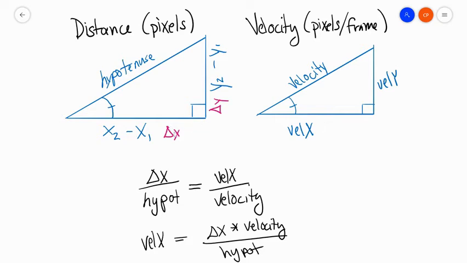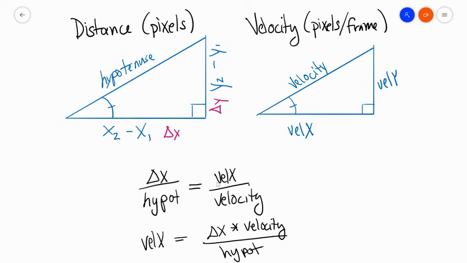Let's take a look at the ratio between delta X and the hypotenuse. I drew that in the form of a fraction, so delta X over hypotenuse. This is going to be equivalent to the ratio of the velocity in the X direction and then the velocity, which is the hypotenuse of the velocity triangle.